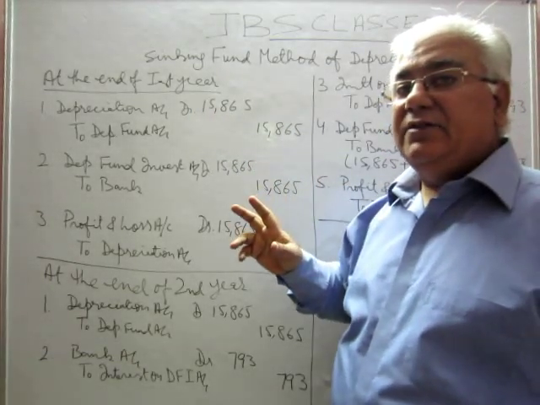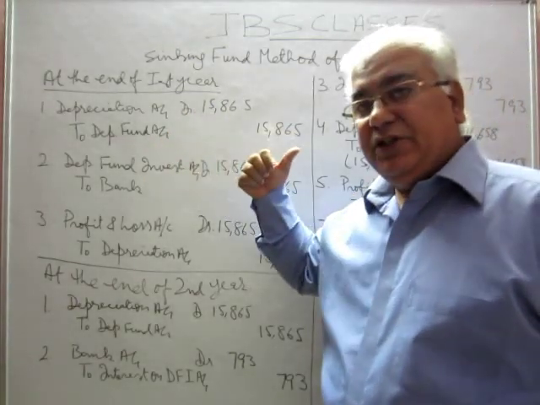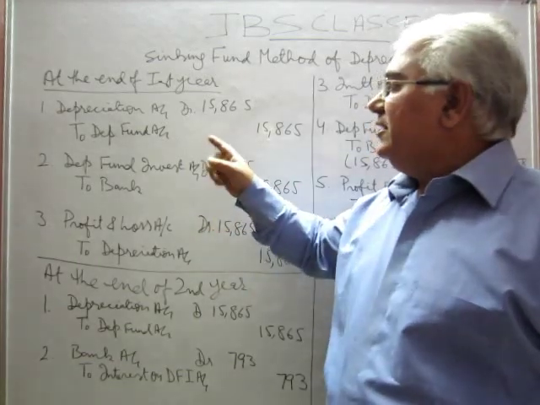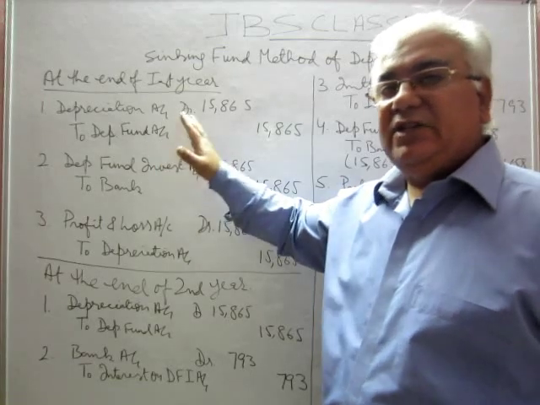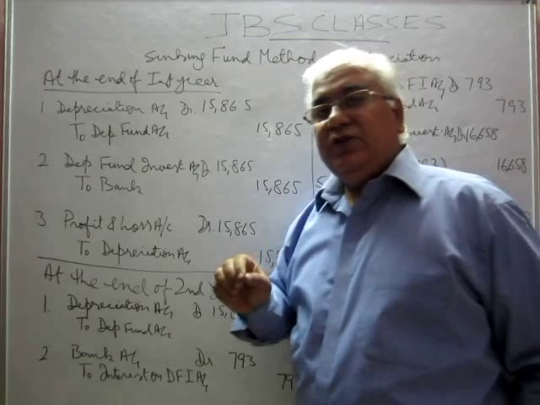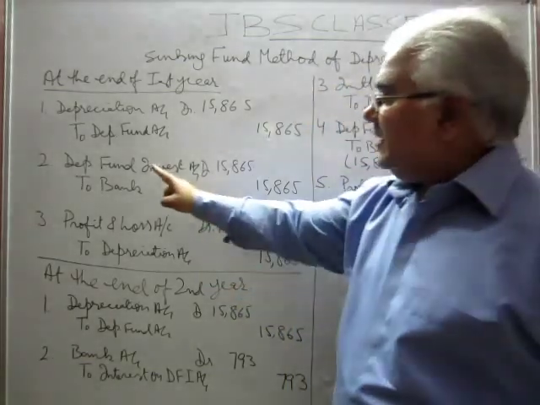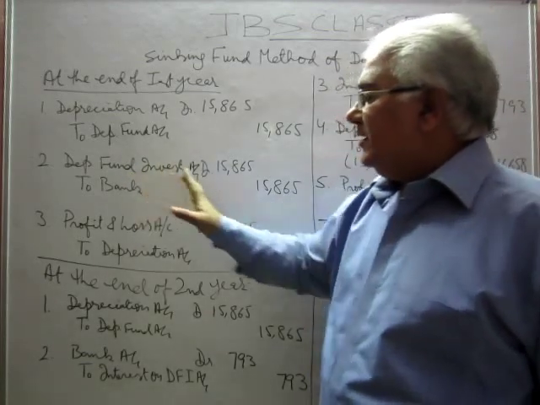In normal cases, the entry is depreciation account debit to machinery, but that entry is not to be passed now. In this case, depreciation to depreciation fund account. This is for charging depreciation. Now, as you know, this amount we have to invest. So the entry shall be depreciation fund investment account debit to bank.